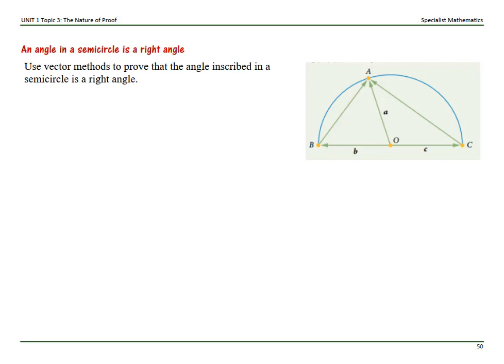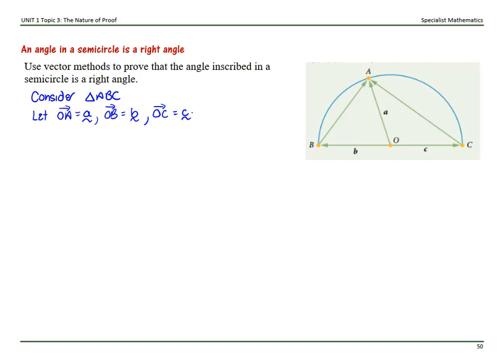This video uses vector methods to prove that the angle inscribed in a semicircle is a right angle. So looking at the diagram that we have there, we are going to consider triangle ABC. And you can see that we have defined some vectors. So let vector OA equal A, vector OB equal B, and vector OC equal C. And they are on our diagram.